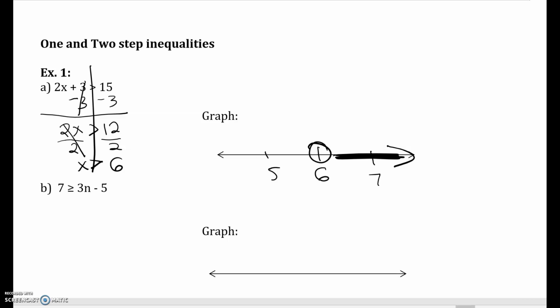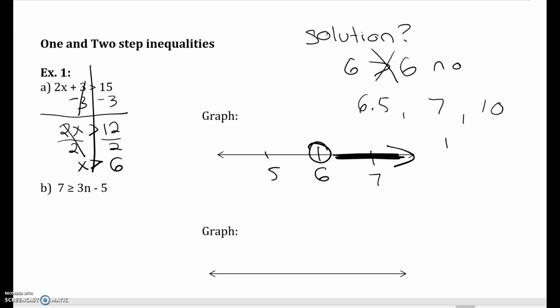Okay, so what is the solution? I want you to write down the word solution here. Okay, is 6 the solution? 6 is not a solution because 6 is not bigger than 6. Okay, so no. So what is the solution? If you said anything bigger than 6, so 6.5, 7, 10, 10,000, any of those numbers would be a solution to this inequality.